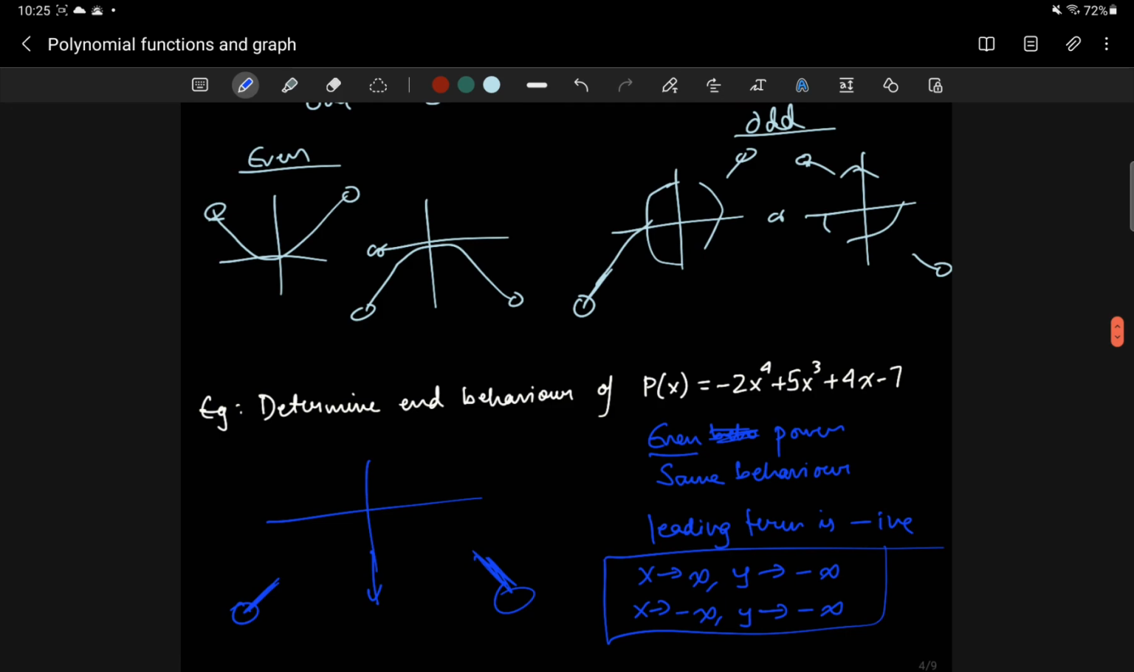Okay, that's it for this super short video. Next video, we are going to go over other properties which help us plot a polynomial function, and they include zeros or roots of a polynomial.